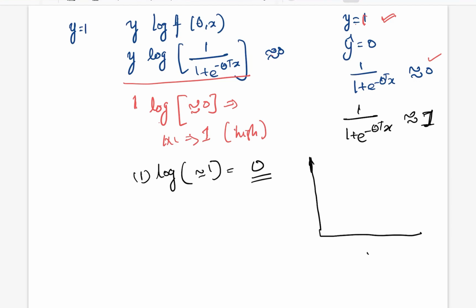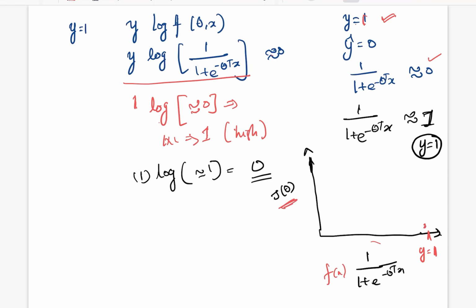This is our mapping function, the logistic function theta transpose x, and this is our cost function J of theta. Here this is for y equal to 1. When y equals 1 and y prime is also 1, so f of x is close to 1, then the cost will be closer to 0. So it's very, very minimum. This is our cost function, the y-axis is cost, so the cost will be very, very minimum.